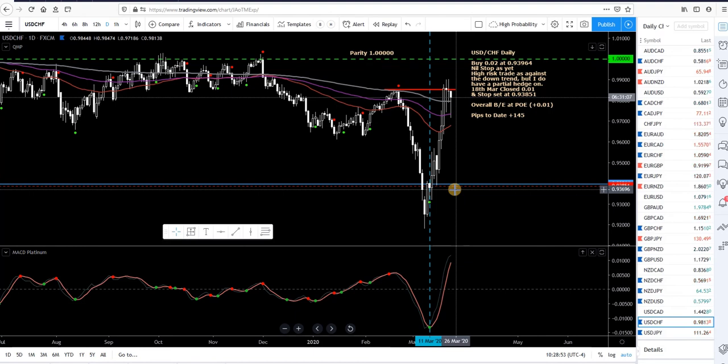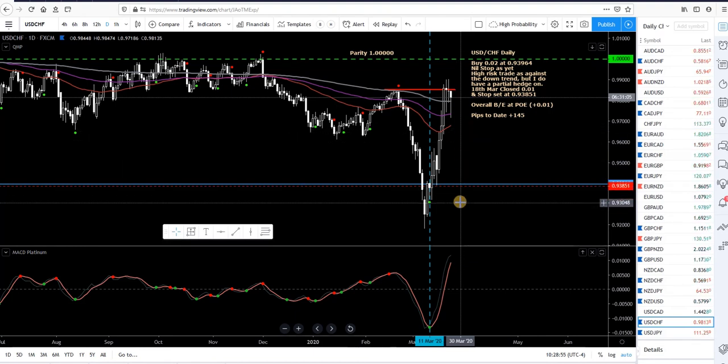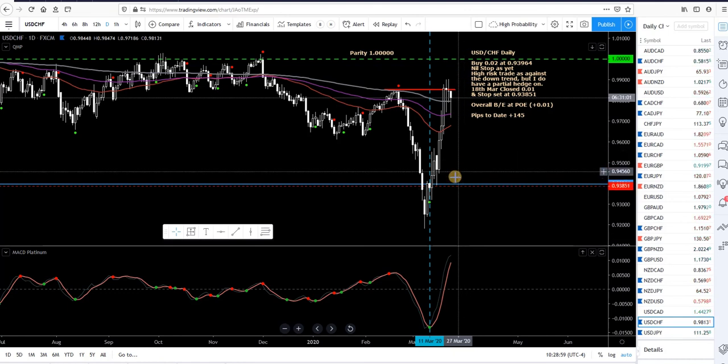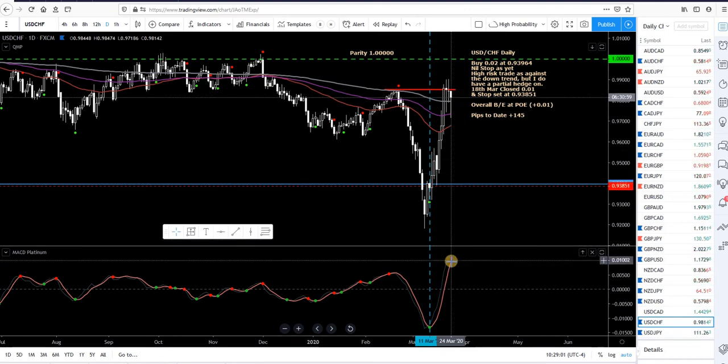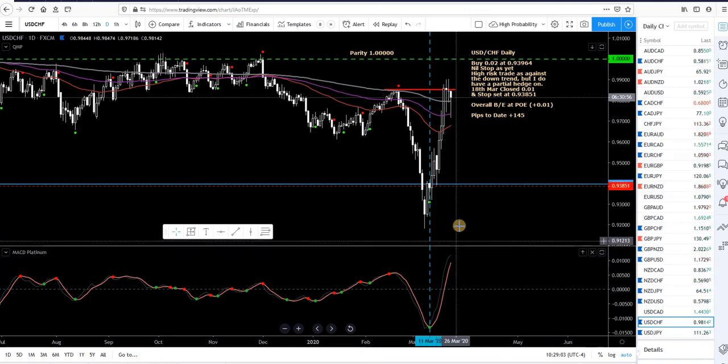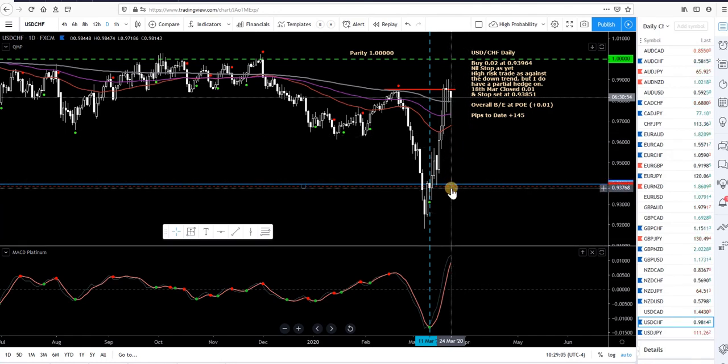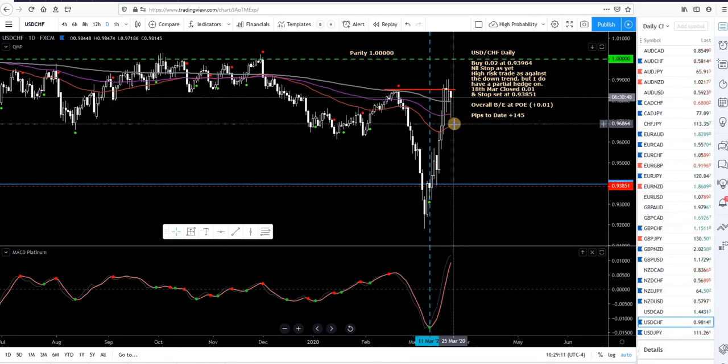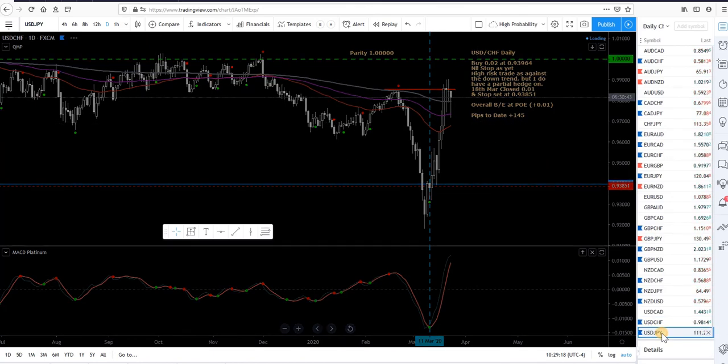Ideally, I'll move my stop up when I get a red dot on the MACD Platinum above the zero level. At the moment, I'm just quite happy to leave it where it is, give it plenty of wiggle room. And if I did say I've got one tomorrow, which I don't think I will, I'll probably move the stop up just below this level up here somewhere. So that's the USD Swiss looking good.